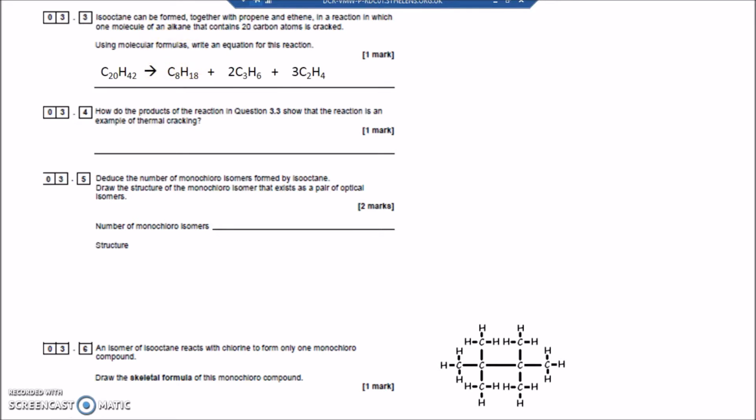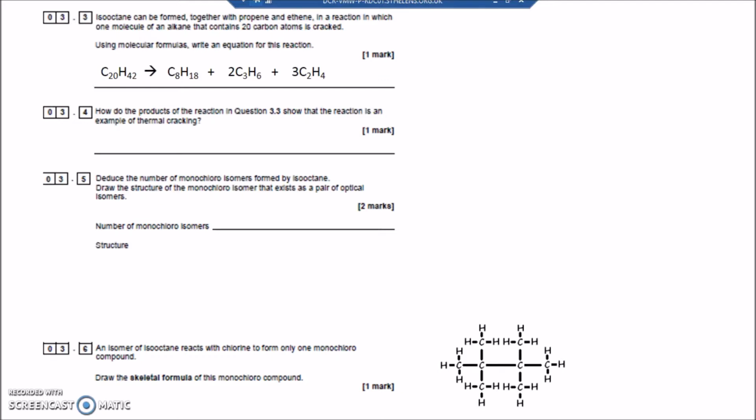We know propene, prop is 3, so it's C3. Ene means it's got a double bond, so it's CnH2n, so that's C3H6. And then we've got ethene, which is C2H4, so CnH2n again, so the 2 carbons become 4. Then you need to balance it. The best way to balance it is to put 2 in front of the C3H6 and a 3 in front of the C2H4, and it should balance up the 20 carbons.